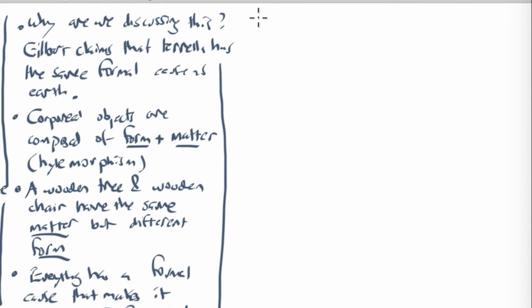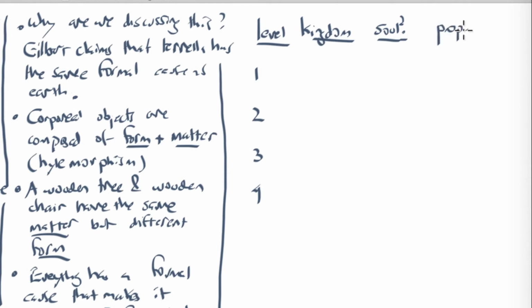So what is this hierarchical view that we're talking about here? Imagine there are 4 levels to nature, at least 4. Let's just enumerate the 4 right here. I'm going to write level, the kingdom, and soul with a question mark. It will be apparent where I'm going with this in a moment. And the properties or the potentials of this kingdom.